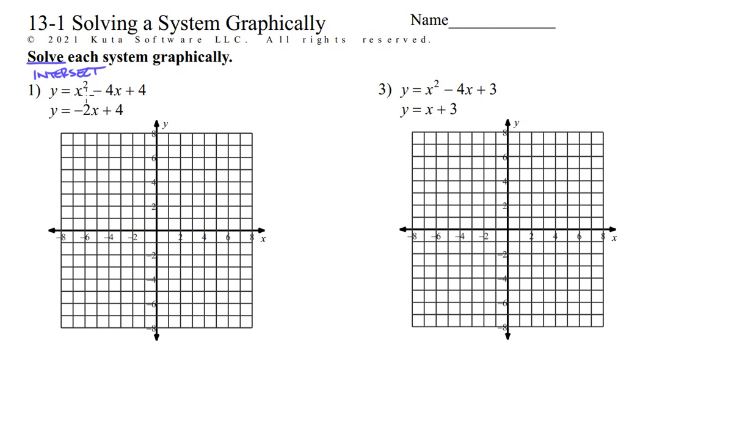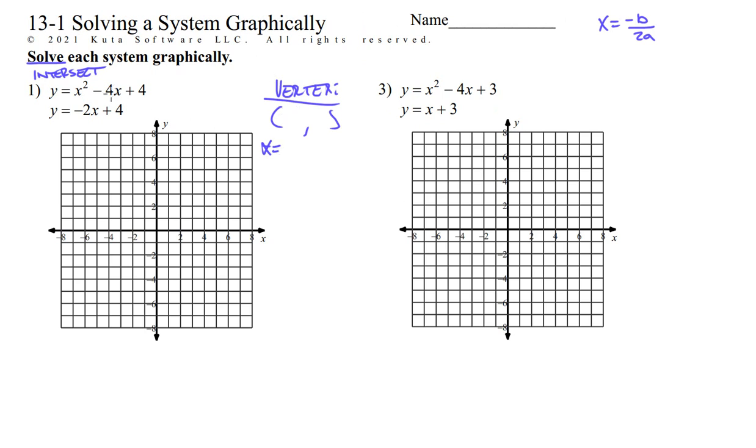So let's first start with our x squared minus 4x plus 4. Let's graph that, and that's just like what we've been doing for this whole unit, graphing quadratics. So let's find our vertex, and we'll find that by using x equals negative b over 2a. That's going to give us our axis of symmetry and also the x value of our vertex.